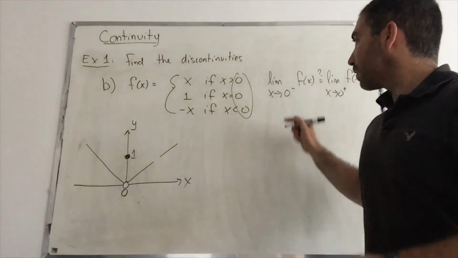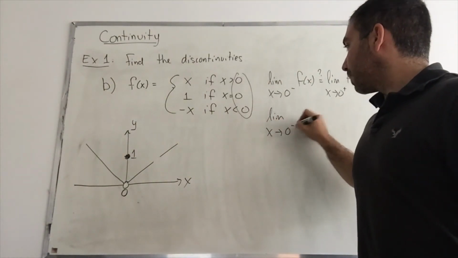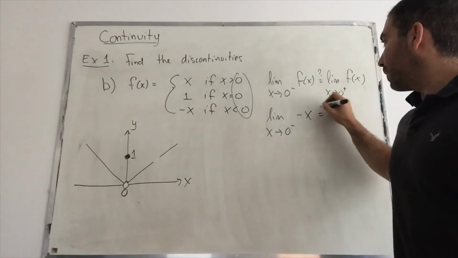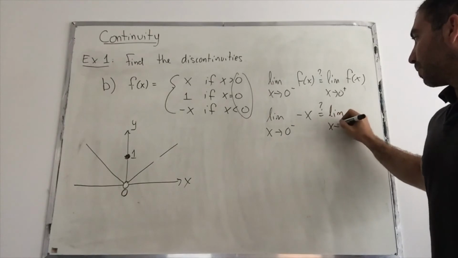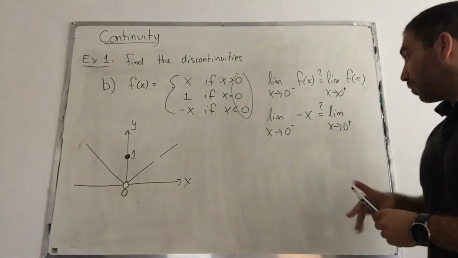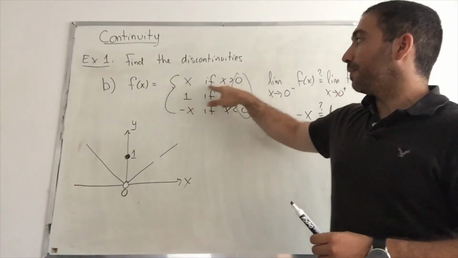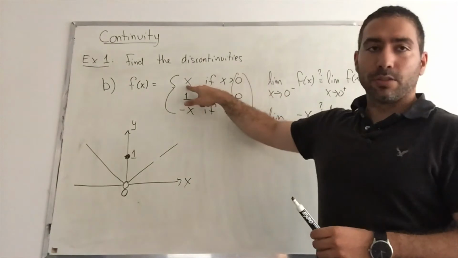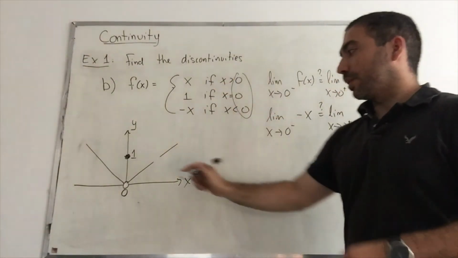So we're using -x. You're taking the limit as x approaches 0 from the left of -x, and you want to see if that's equal to the limit as x approaches 0 from the right side. Which function are we using if we're approaching from the right, a value slightly bigger than 0? We're using x, if x is strictly greater than 0, because it's defined for all x values bigger than 0. Okay, so we're using this one over here.